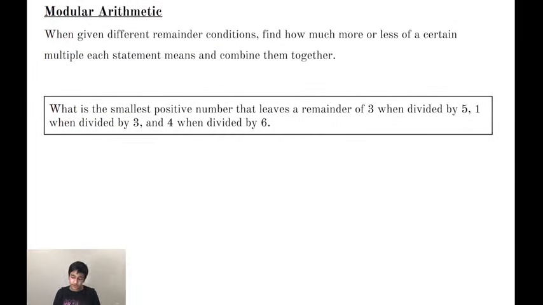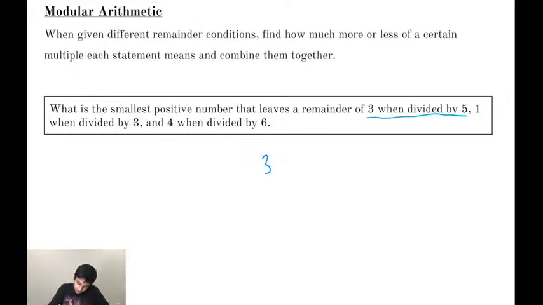Okay, so modular arithmetic. When given different remainder conditions, we want to find how much more or less of a certain multiple each statement means and combine them together. What is the smallest positive number that leaves a remainder of 3 when divided by 5, 1 when divided by 3, and 4 when divided by 6?